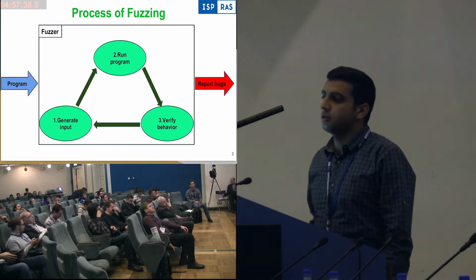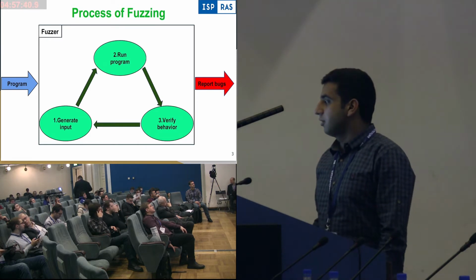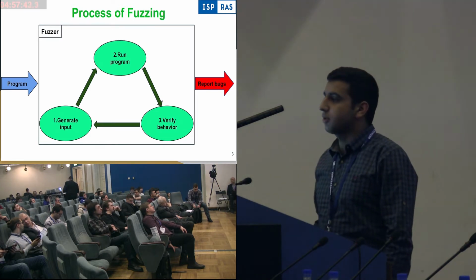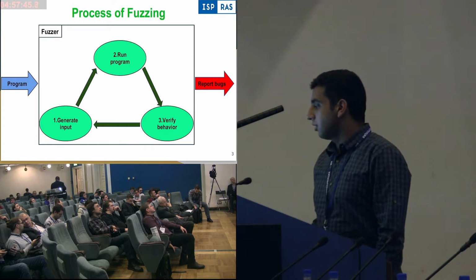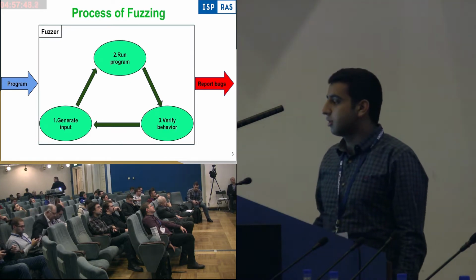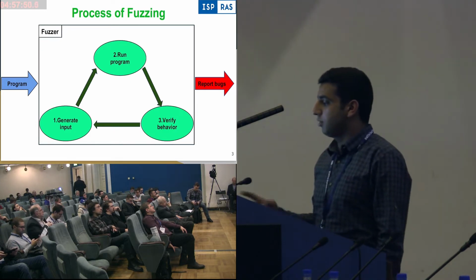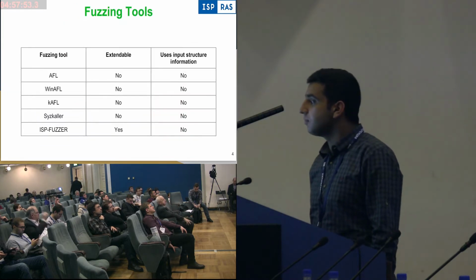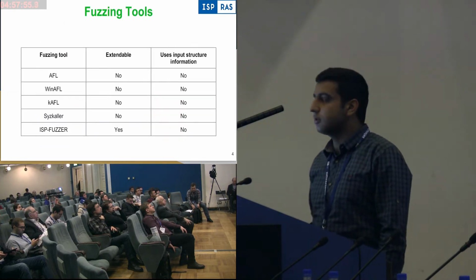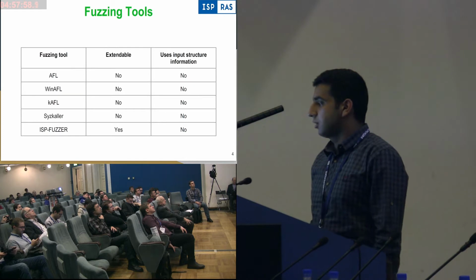The general operations of fuzzing look like this. First step, the input is generated. Next step is running the program on this data. And step 3, analysis of the launch of the program, verifying behavior. And then the first step again. There are a lot of fuzzing instruments.